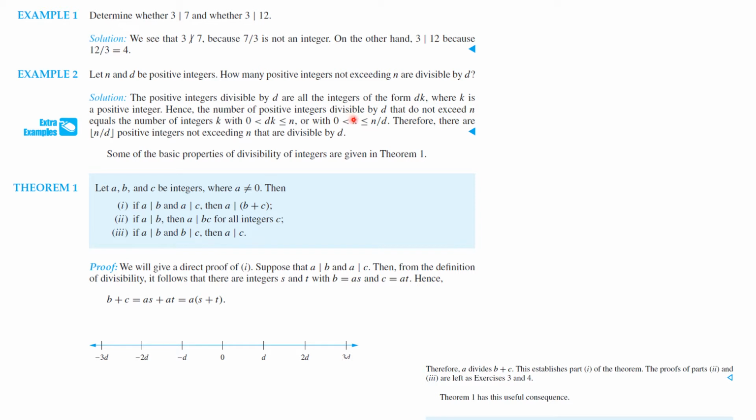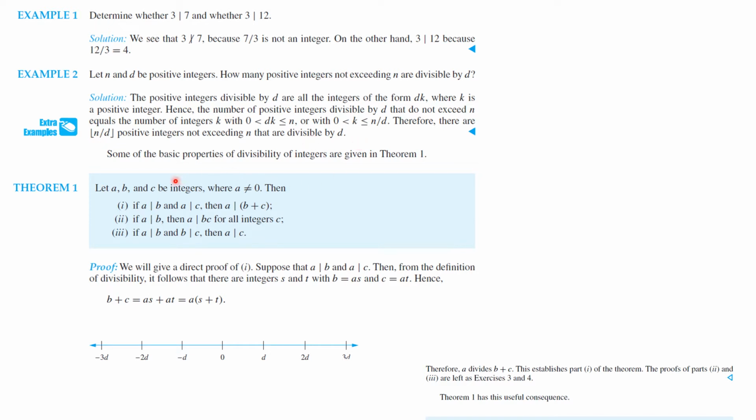Hence, the number of those divisible is the number of integers k where 0 is less than dk is less than or equal to n, since I said they were positive integers. If I divide all the way through by d, I get that 0 is less than k is less than or equal to n over d. Therefore, there are, and this is the floor function, floor of n over d positive integers not exceeding n that are divisible by d.